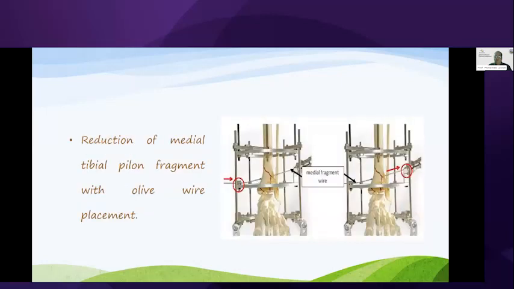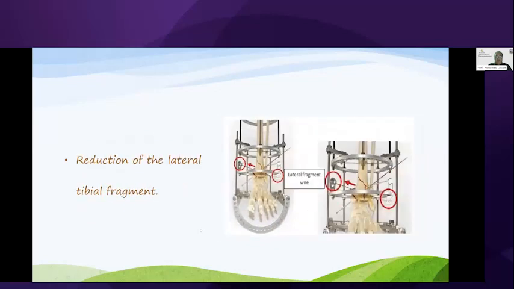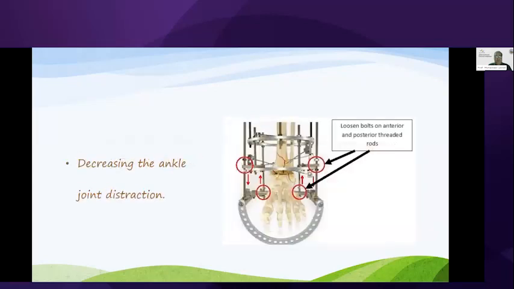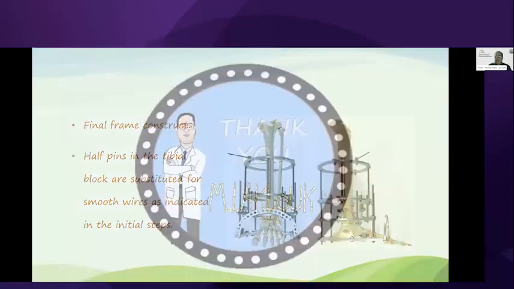And we can use olive wire for compression of the fragments and reduction and maintain stability of this fracture after reduction. Then reduce the lateral fragment by this wire. Then decrease the ankle joint distraction after fixation of this fragment by the olive wires. And the final frame reconstruct.